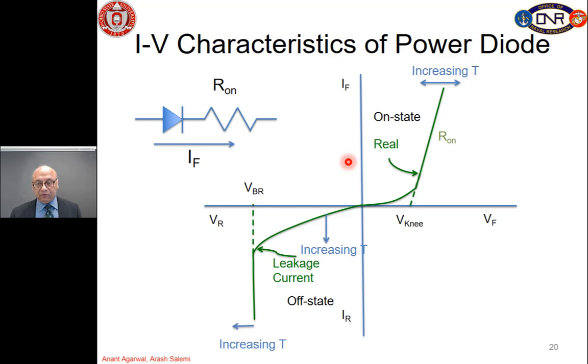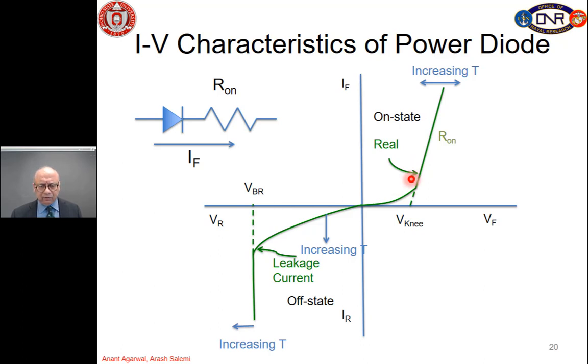The current versus voltage curves are shown here. You can see that when the voltage is positive, the diode allows the current to flow from left to right, and initially it takes a certain amount of voltage for the diode to turn on, and that is called V knee, and then the diode turns on, and basically we see the series resistance R on of the diode, and this is called the on state of the diode.